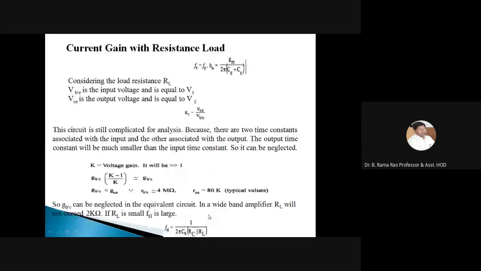Okay, this is nothing but AI. AI is nothing but the current gain. So you will get like this. Now we'll simplify this one further. If you simplify this, this is 1 by HFE plus j into f by fT. If you simplify this, taking HFE common, this becomes 1 plus j into HFE into f by fT.